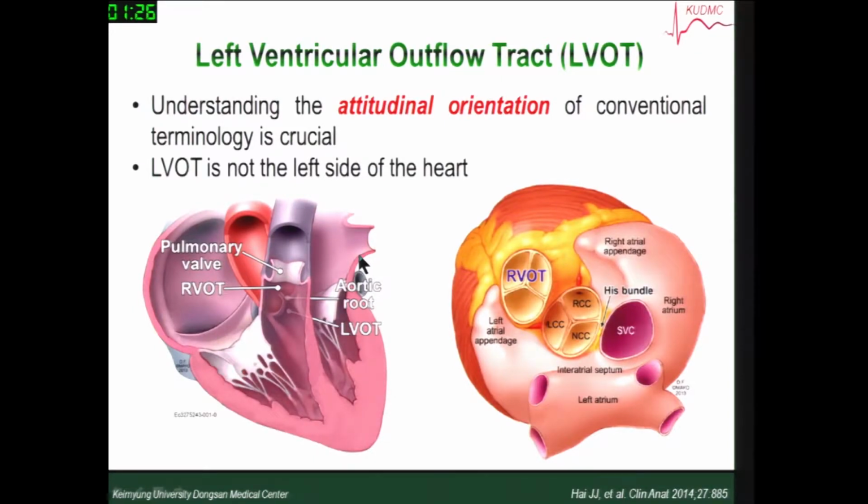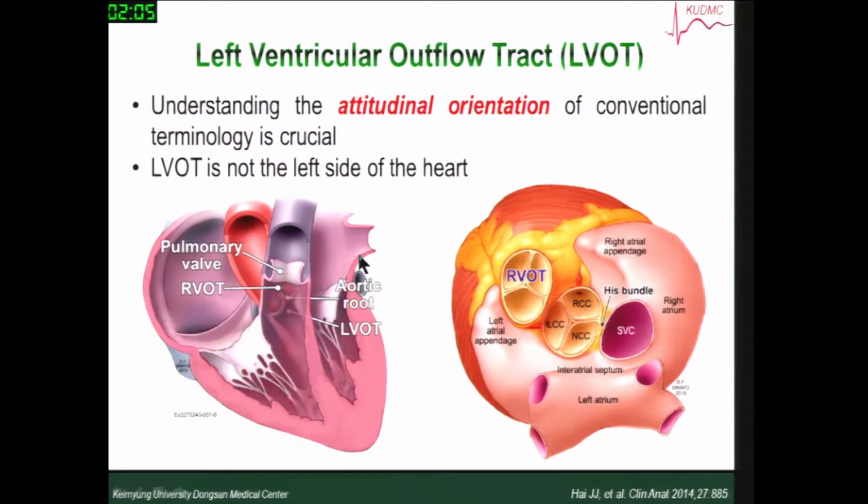The nomenclature of the anatomy is based on the ex vivo position of the heart. So you need to learn how the nomenclature made ex vivo matches the attitudinal orientation, which means where the anterior leaflet or right coronary cusp is actually located in the live body. It is actually in the anterior wall. So the right coronary cusp is the anterior portion of the aorta. You need to appreciate the attitudinal orientation of all the structures.